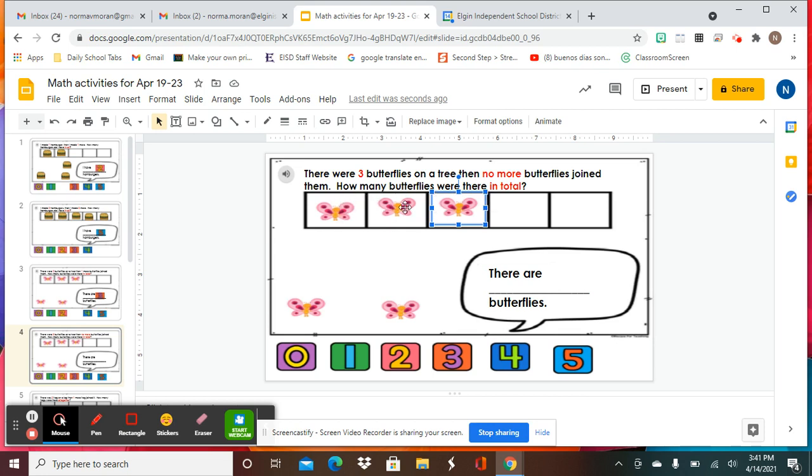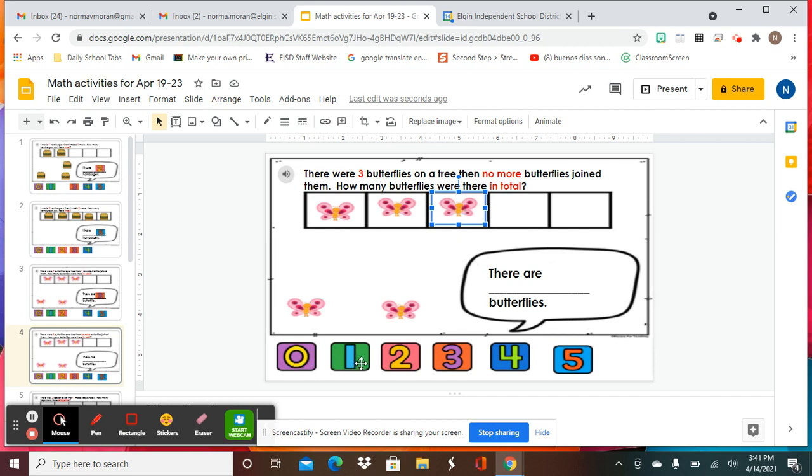So we're only going to count the ones up in the 5 frame. We're not going to count these ones. We're not going to count all of those together. No, just all the ones on the 5 frame together. So we have 1, 2, and 3. So how many butterflies are there? 3. Good job.